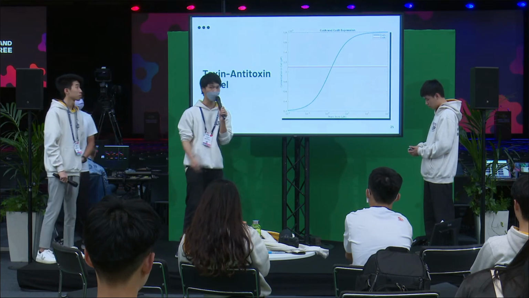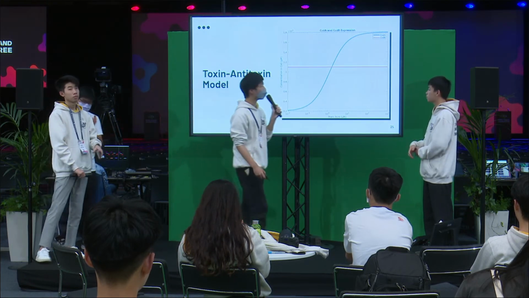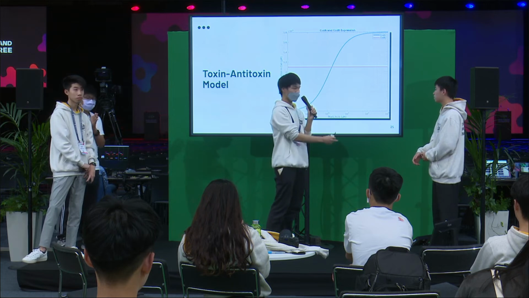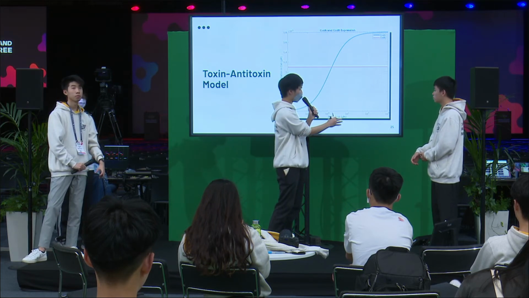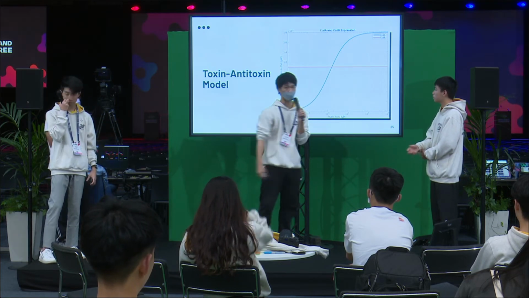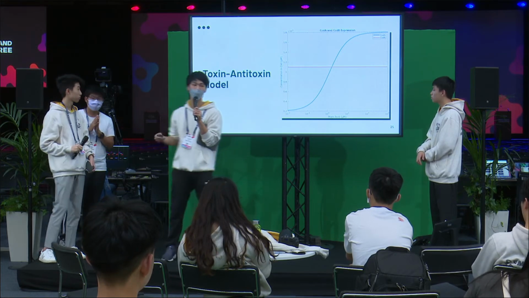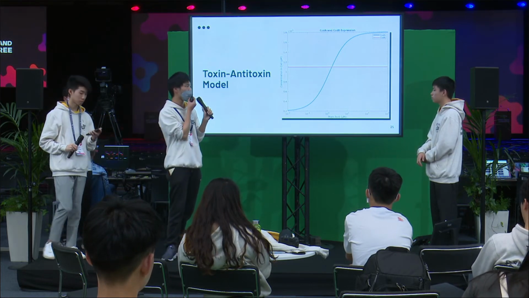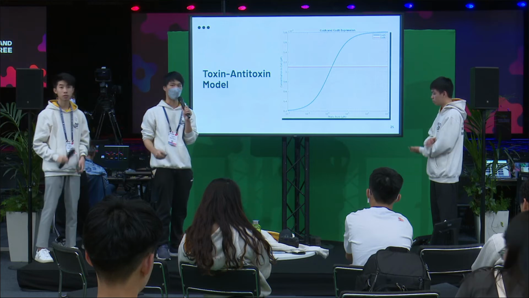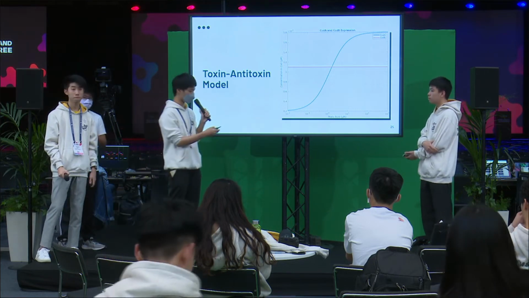Comparing that to our results, we can see that CCDA dominates over CCDB at concentrations of malic acid around 1 to 10 micromolars. And therefore, this preliminarily demonstrates that our toxin-antitoxin model has the potential to work.